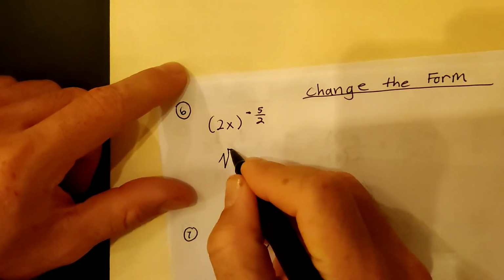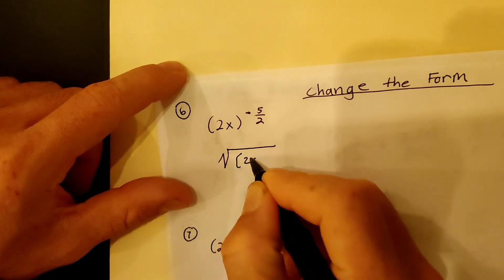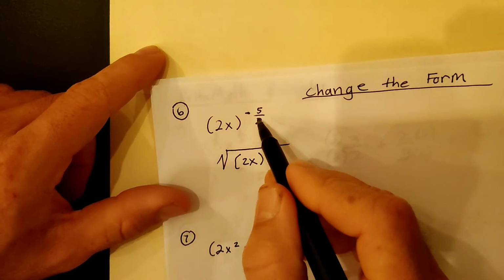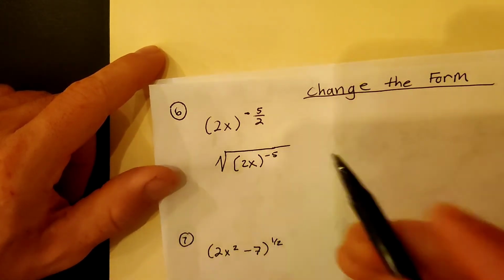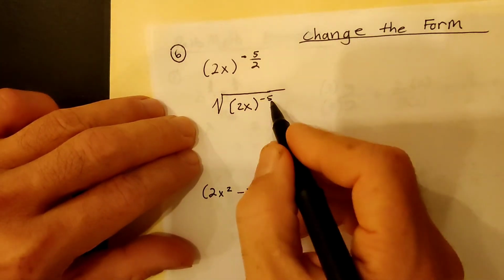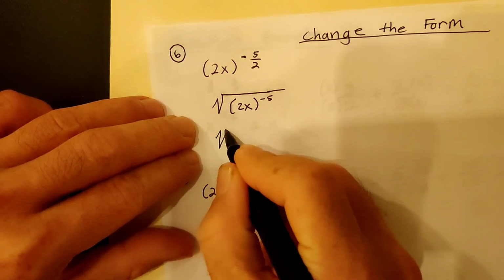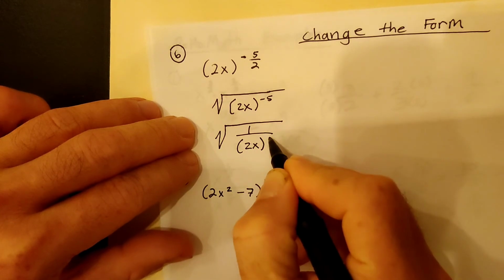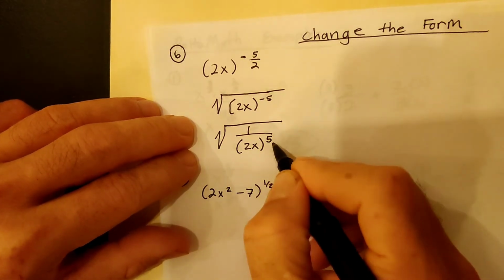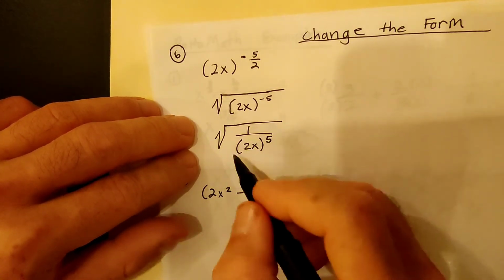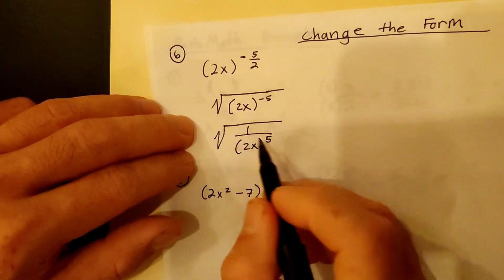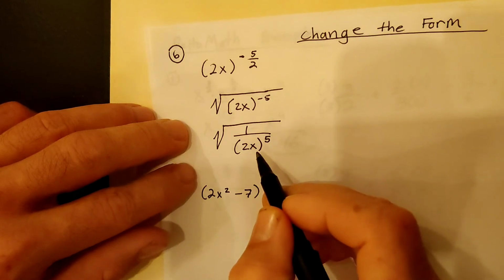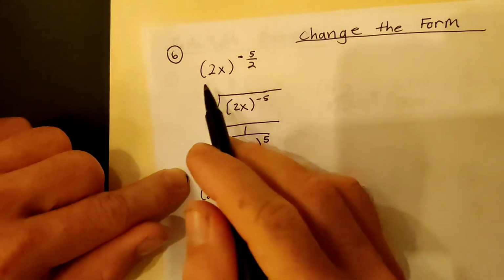So I'm going to write square root of 2x to the negative 5, right? All I did was take that square root and change it into radical form. And then I'm going to make that part happy, right? So I'm going to put square root of 1 over 2x to the positive 5, right? I brought them down, I made them happy. Guys, notice I still have the parentheses around the 2x, right? That's kind of the common mistake. I see sometimes students drop the parentheses when they change the form. We still need those parentheses.